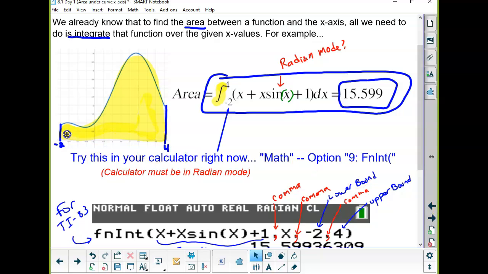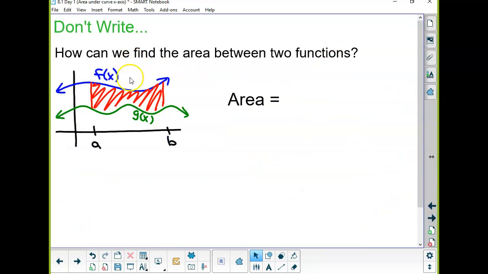However, we already know how to find the area underneath the curve between the x-axis and the curve itself. Right? So we already know that. But how do we find the area between two curves? Okay? So how would I find the area between a blue curve and a green curve? How do I find that red area? Think about that quickly and just see what you would do to set that up.